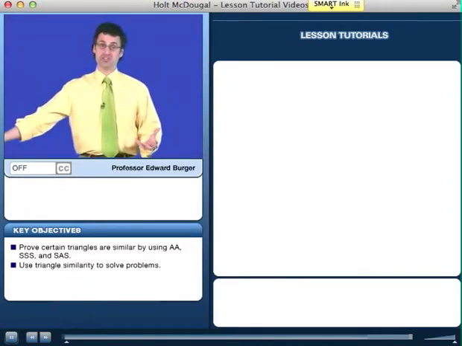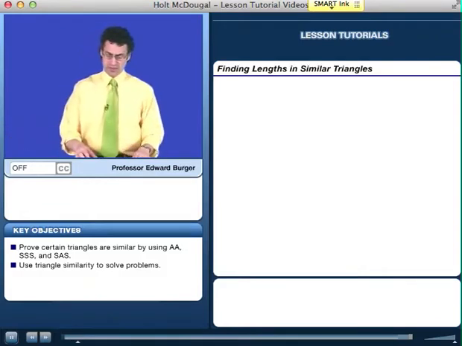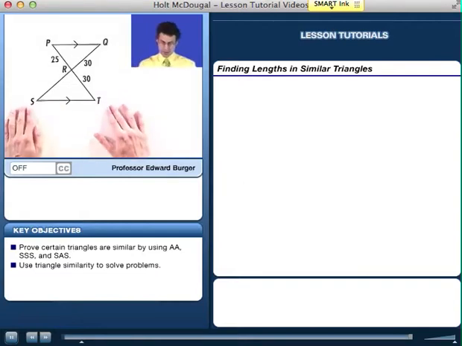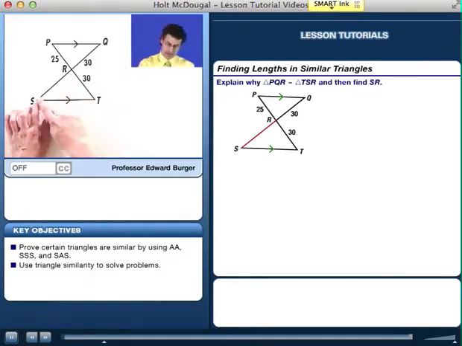Sometimes we can actually use similarity to figure out a particular question. Let me show you what I mean. So here I'm just given this figure with all the data as shown. I'm told that this line PQ is parallel to this line ST. I have a few lengths here, and our job is to figure out the length of SR. We've got to figure out that length.